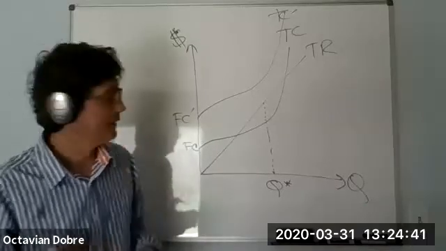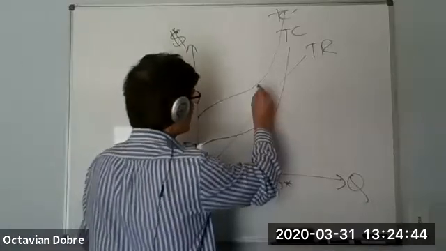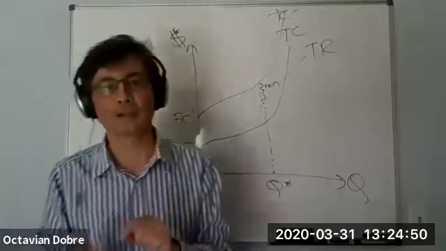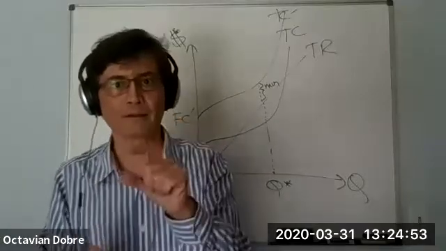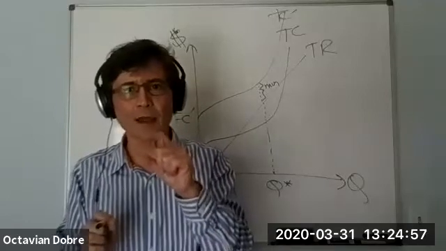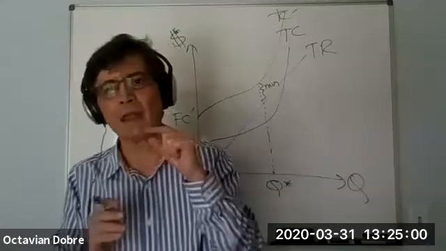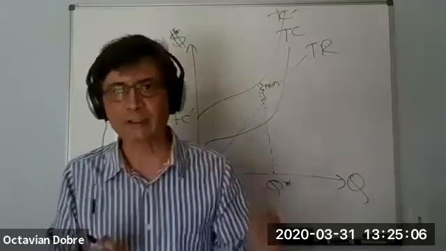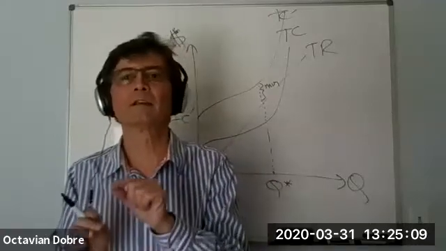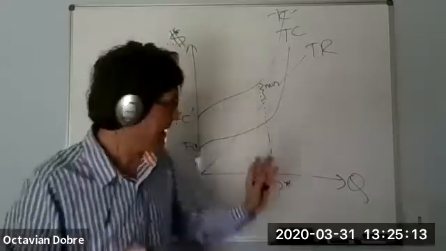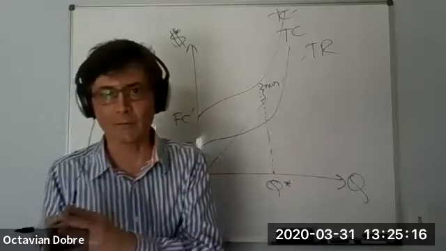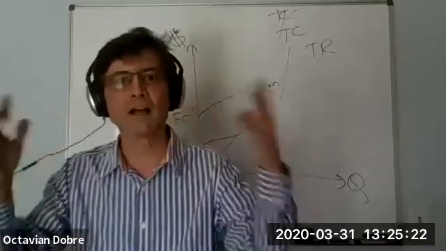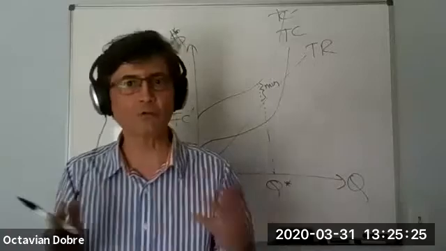But notice that at Q star, the difference between total cost and total revenue is the smallest. So that's why I want you to understand that at Q star, if you're making profits, you want to be there because you're going to make the maximum profits. But if you're taking a loss, you still want to be there because you're making the least amount of loss. Any output other than Q star, if you're making profits, is going to lower your profits. If you're making losses, it's going to increase your losses. So no matter what, you want to be at Q star.